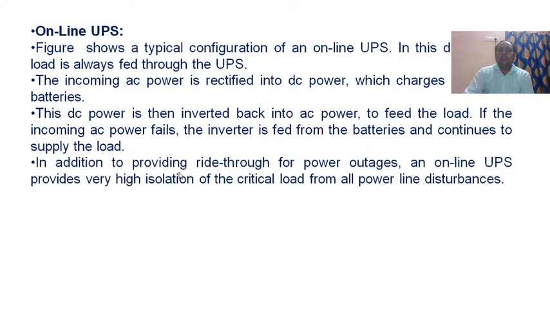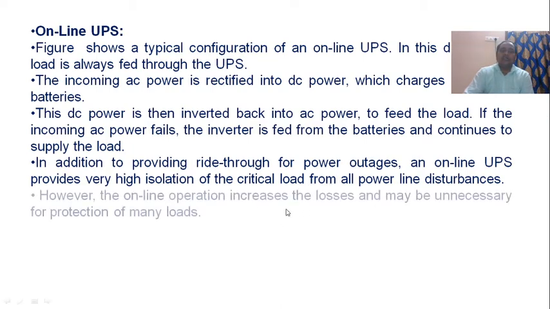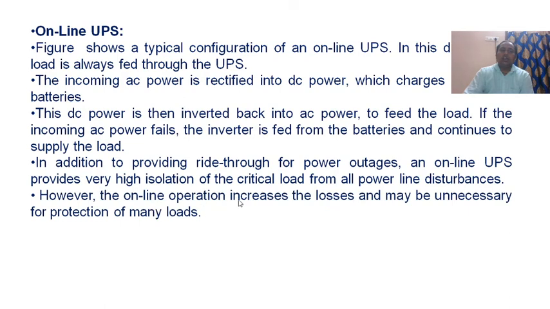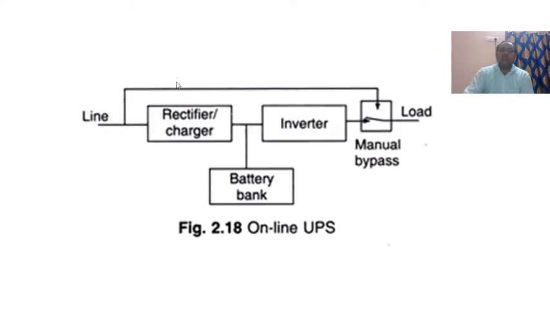In addition to providing ride-through for power outages, an online UPS provides very high isolation of the critical load from all power line disturbances. However, the online operation increases the losses and may be unnecessary for protection of many loads. So this is an online UPS, uninterruptible power supply, which has a line with a rectifier or charger. This is an inverter. This is a battery bank. This is a manual or bypass load.